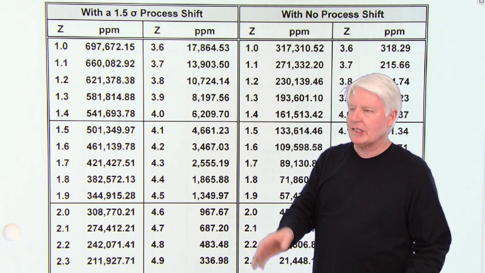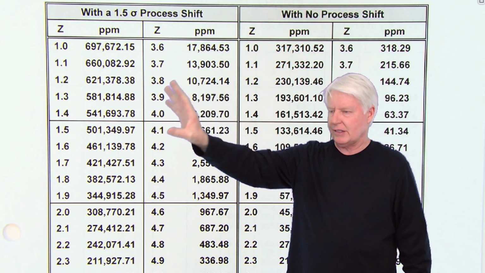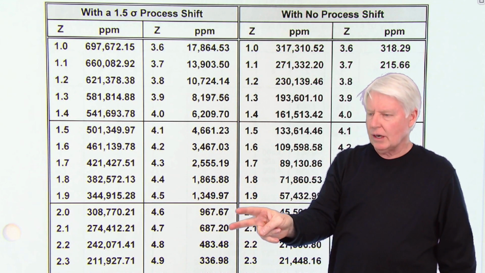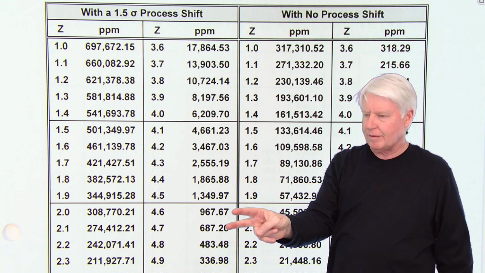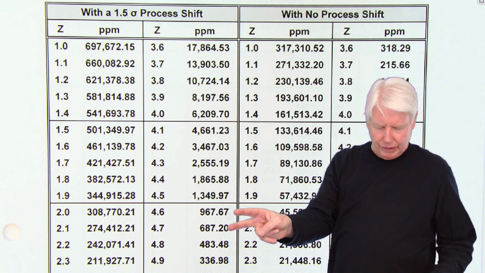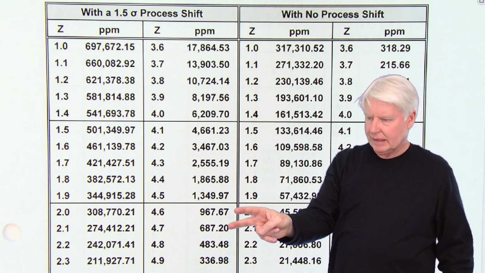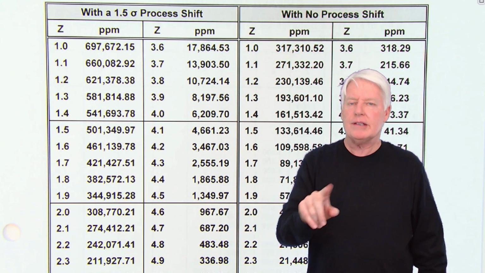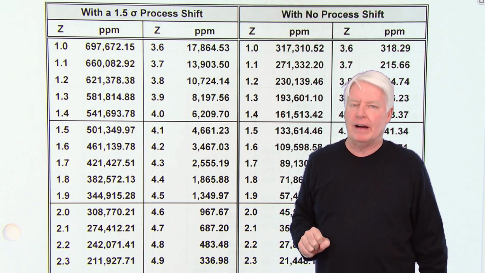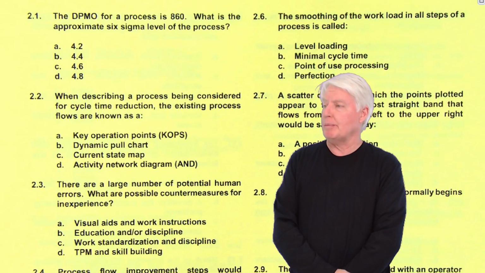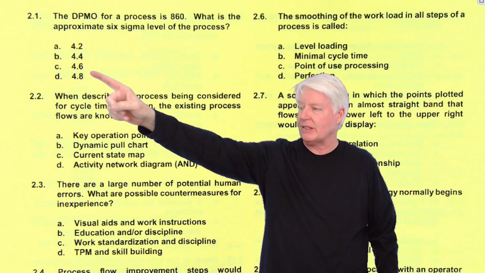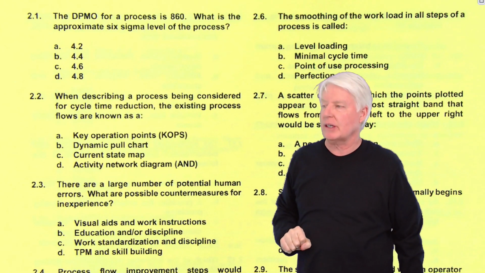So again, we're looking for 860, and we want to be in the 1.5 sigma process area here. So I go down, and I look for something close to 860. Notice 860 is between 4.6 and 4.7, and probably closer to 4.6. Okay, so it's either 4.6 or 4.7 that will be the correct answer. Let's go back to those questions and see if we can find the correct answer. So here we are back at the colored pages, and there it is right there, 4.6. So we said it was either 4.6 or 4.7, so there we have it. 4.6 is the correct answer.